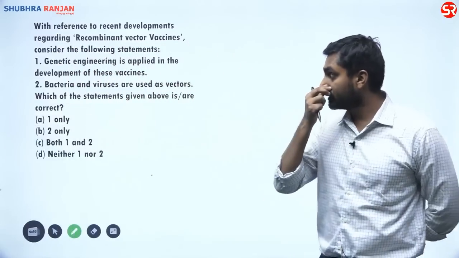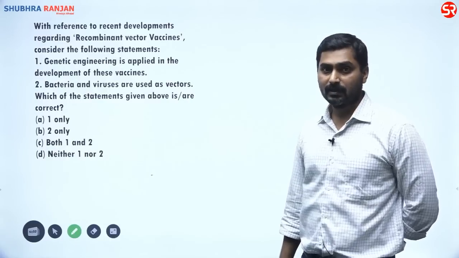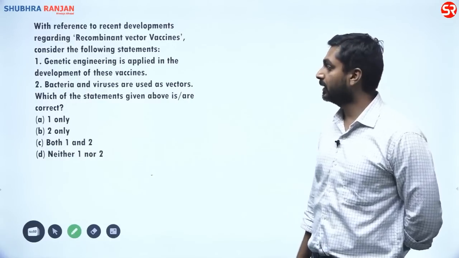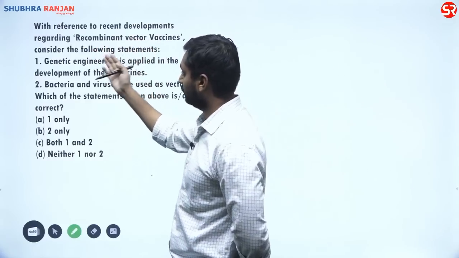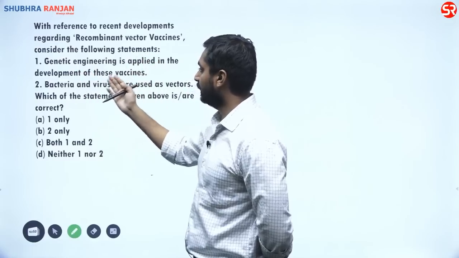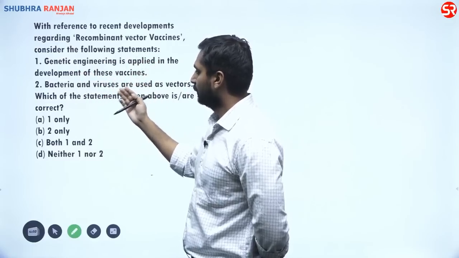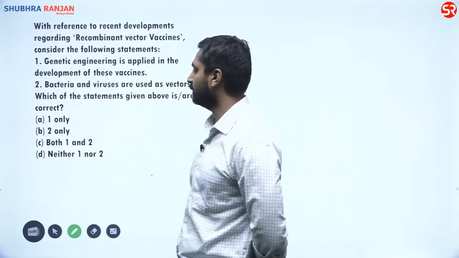Now, this question is again based on biotechnology and quite in the news because of the COVID pandemic. So this question is regarding recombinant vector vaccines. Consider the following statements. Genetic engineering is applied in the development of these vaccines. Bacteria and viruses are used as vectors. Which of the statements given below is correct?